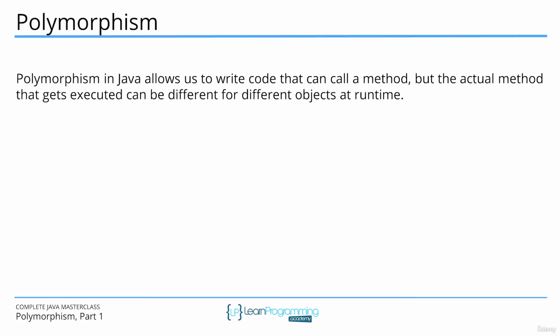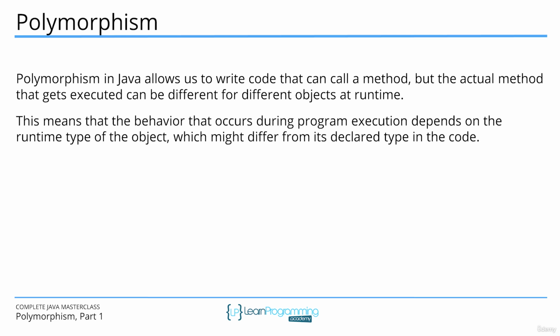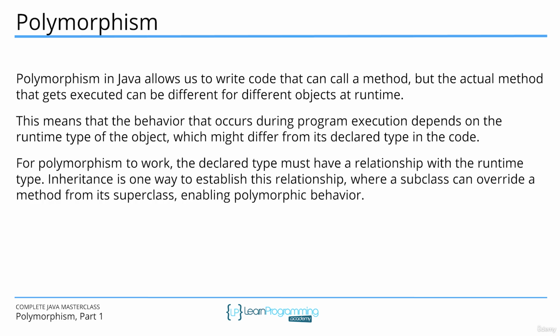Polymorphism in Java allows us to write code that can call a method, but the actual method that gets executed can be different for different objects at runtime. This means that the behavior that occurs during program execution depends on the runtime type of the object, which might differ from its declared type in the code. For polymorphism to work, the declared type must have a relationship with the runtime type.